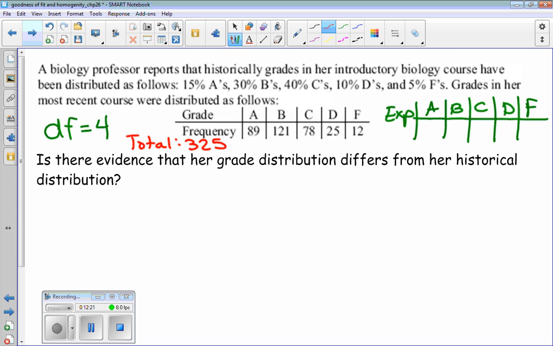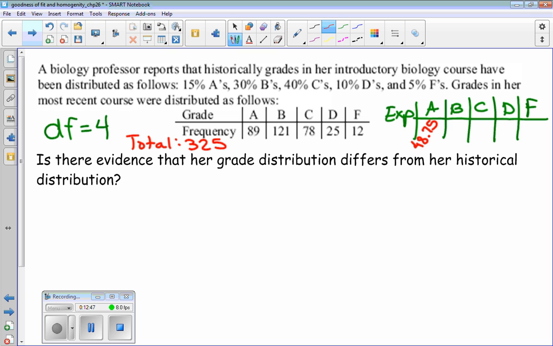Good. I'm going to find the 15% of that, 30% of that, etc. So that'll be our expected counts. It is okay for expected counts to be decimals, by the way. Okay? You don't round them. So we have 15% of 325. I got 48.75. I'm just going to write it this way.